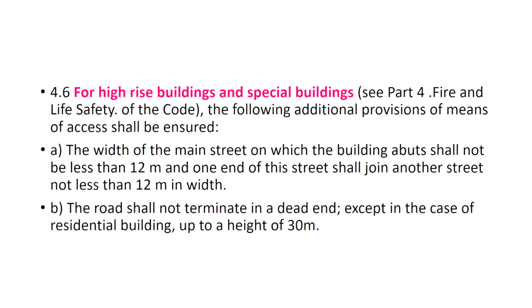So as you can understand, this is related to fire and life safety. It says, in case the building is a high-rise building, then the main street in front of it should not be less than 12 meters in width. Or if that is not there, then the street connecting afterwards should not be less than 12 meters. And obviously, the road should not terminate in a dead end, except in case of residential buildings up to a height of 30 meters. If the height is up to 30 meters, it can terminate as a dead end, otherwise not.